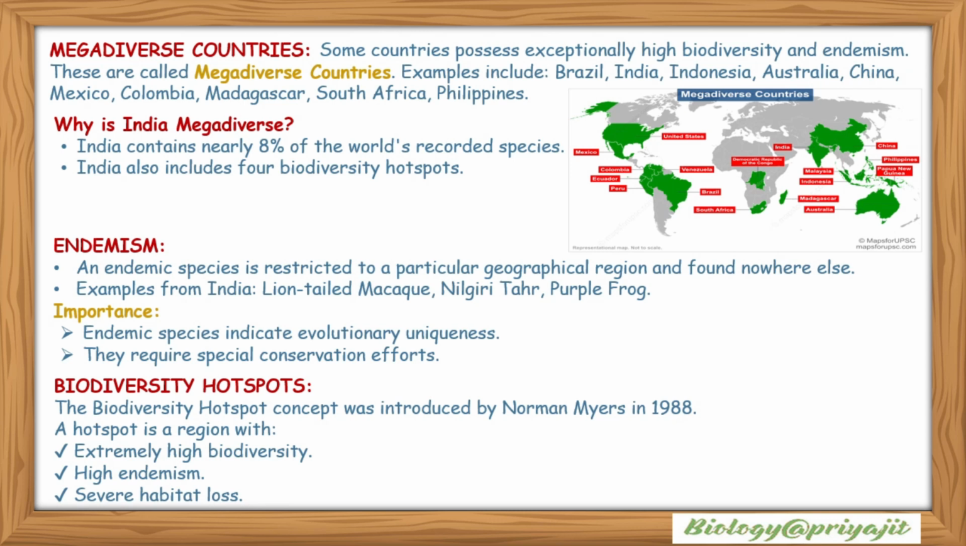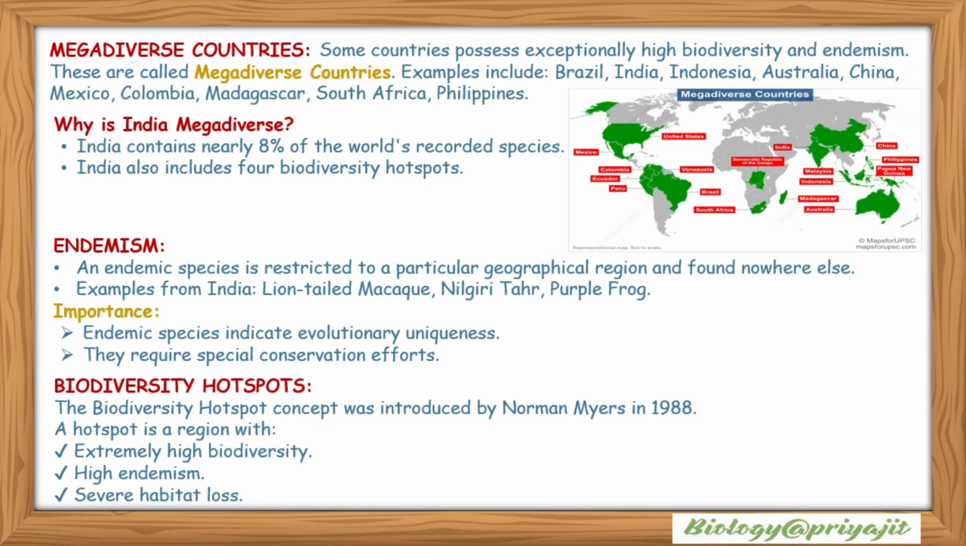Endemism: an endemic species is restricted to a particular geographical region and found nowhere else. Examples from India: lion-tailed macaw, Nilgiri tahr and purple frog. Importance: endemic species indicate evolutionary uniqueness and they require special conservation efforts.